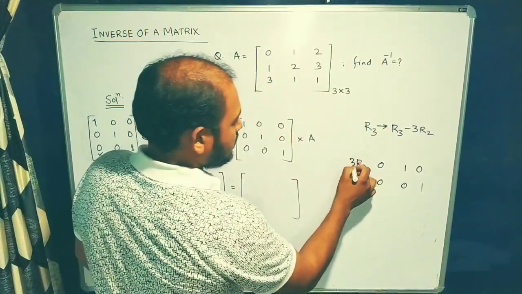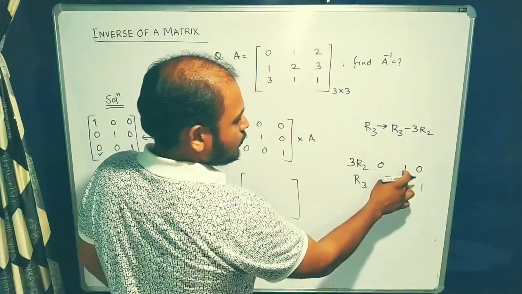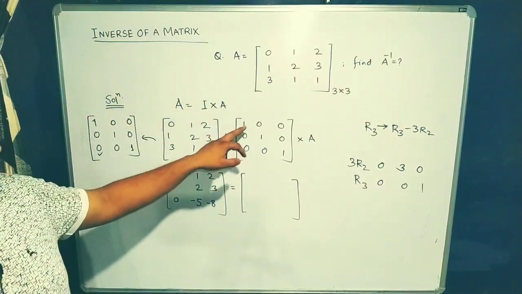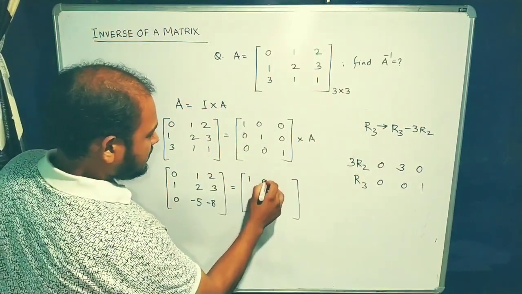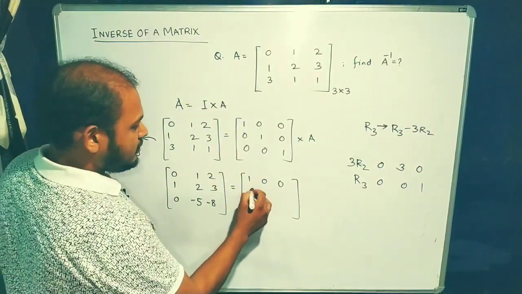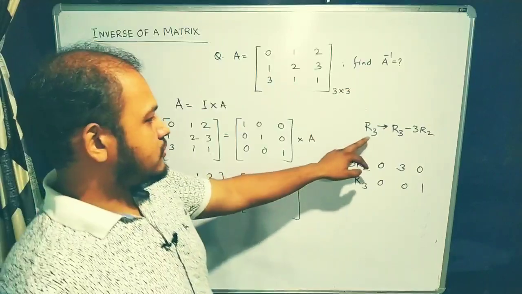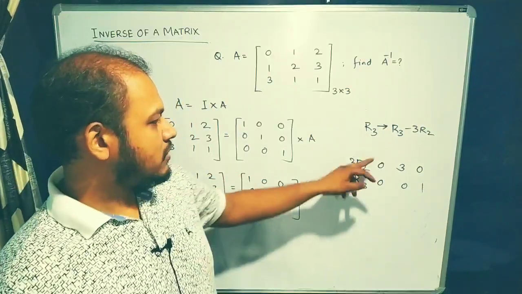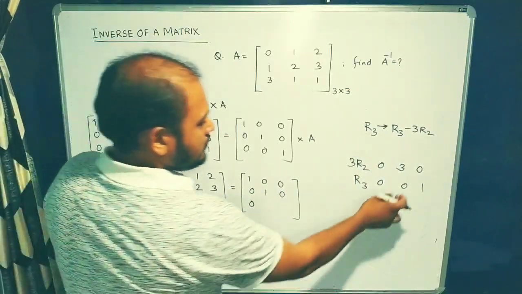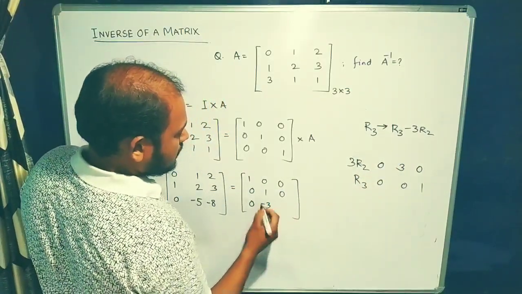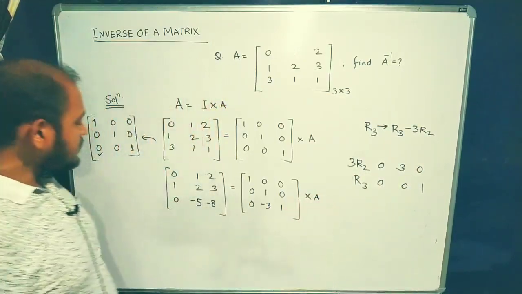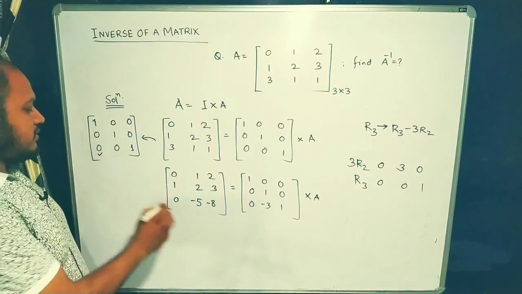So 3 times R2 will be 0 into 3 is equal to 0, 1 into 3 is equal to 3, and 0 into 3 equal to 0. The first row is not getting changed, so place the first row as it is. The second row is also not getting changed, so place the second row as it is. Only the third row is changing, and the third row is changing to R3 minus 3 R2. So 0 minus 0 is 0, 0 minus 3 is minus 3, and 1 minus 0 is 1, and we have A here. So now we see that we have successfully attained a 0 at this position.